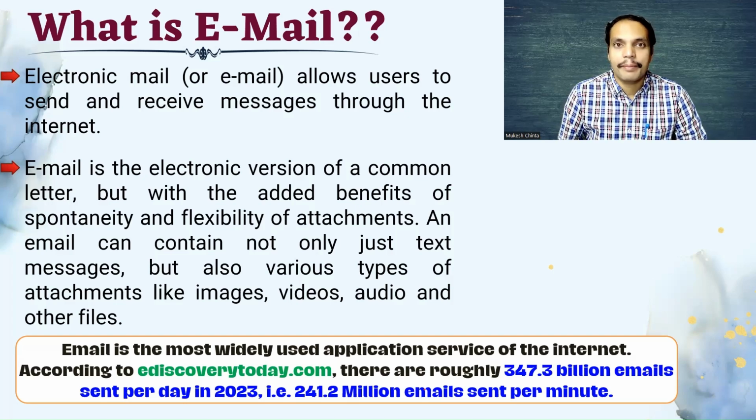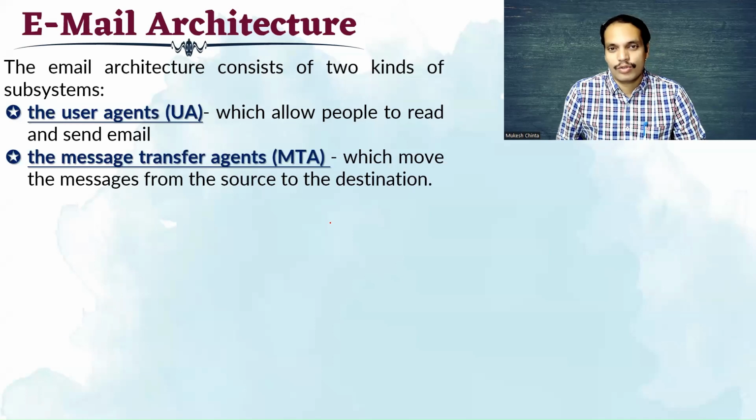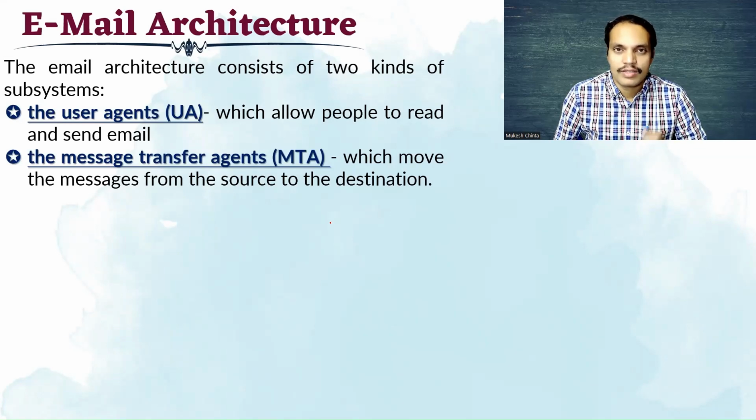It has completely replaced most of the communication that happens in the corporate world. You can see that the number of postal messages sent has decreased quite drastically, isn't it? Because of these two benefits, spontaneity and flexibility of attachments. Let's dig into this topic even further. What does this email consist of? How does this happen? To kick off, first let us talk about the email architecture.